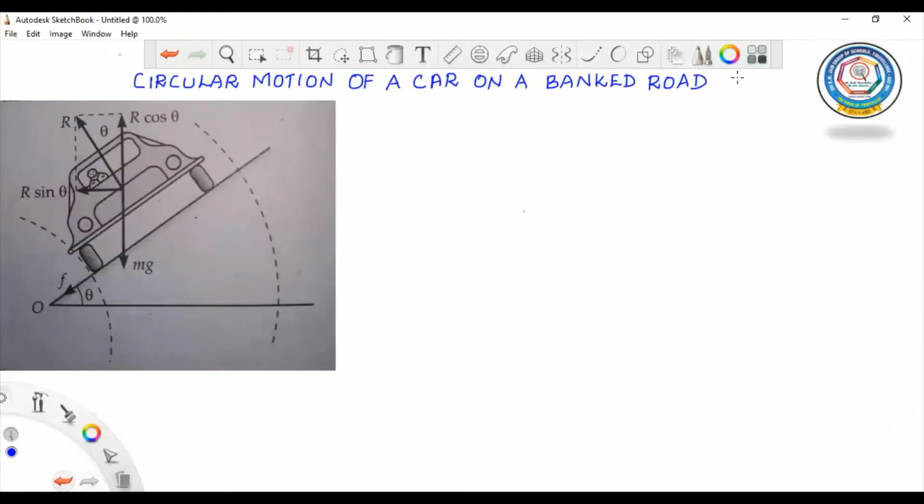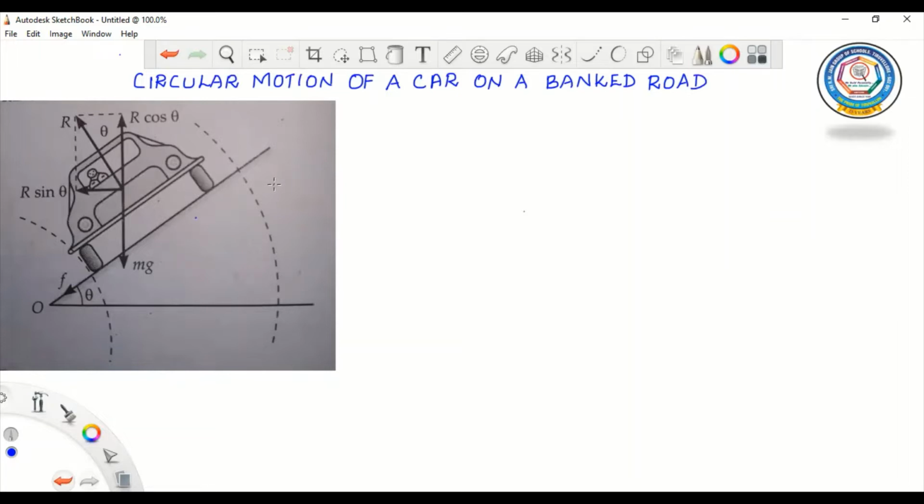Now, let us discuss circular motion of a car on a banked road. The large amount of friction between the tires and the road produces considerable wear and tear of the tires. To avoid this, the curved road is given an inclination sloping upwards towards the outer circumference. This reduces wearing out of the tires because the horizontal component of the normal reaction provides the necessary centripetal force.